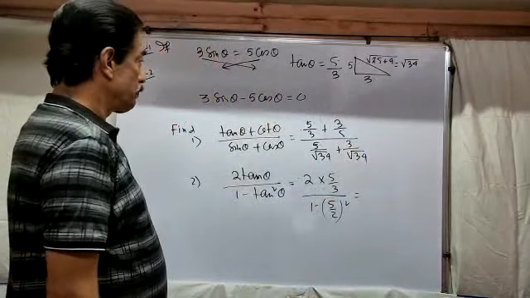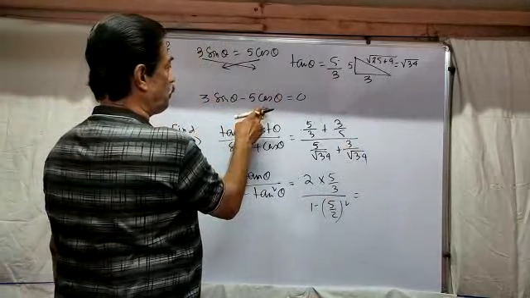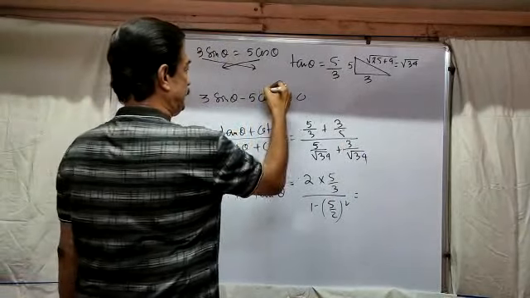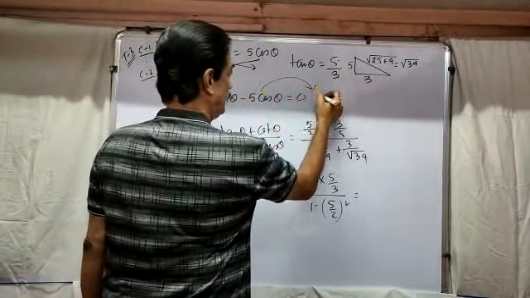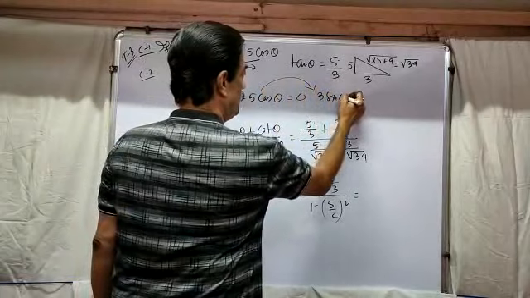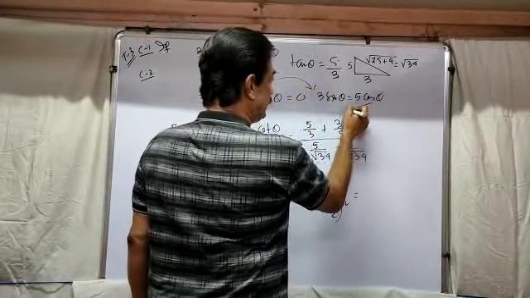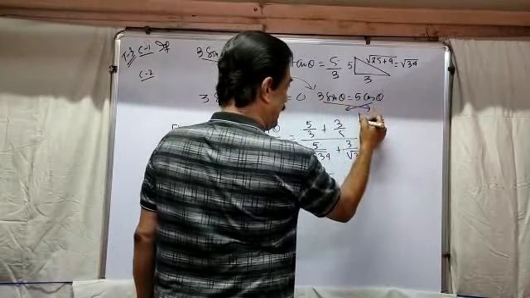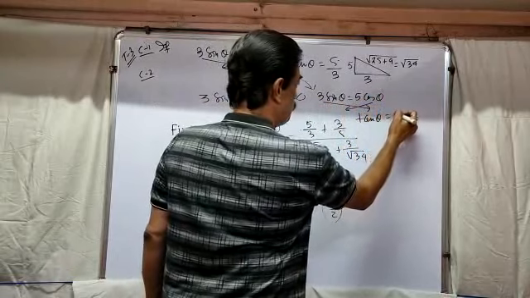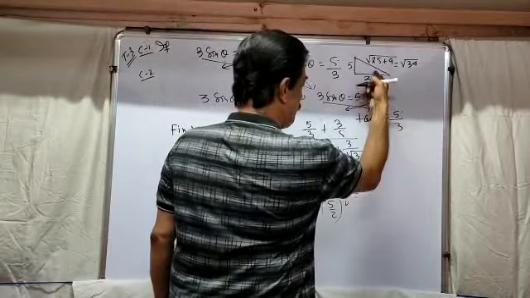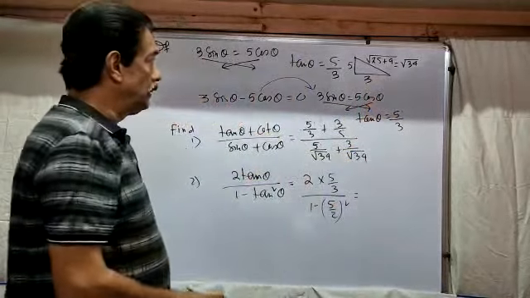Condition number 1. Condition number 2. 3 sin theta equal to 5 cos theta. So if I change this way, cos theta is on this side, 3 on this side, so we can write tan theta equal to 5 by 3. Same, we can find the value of this.